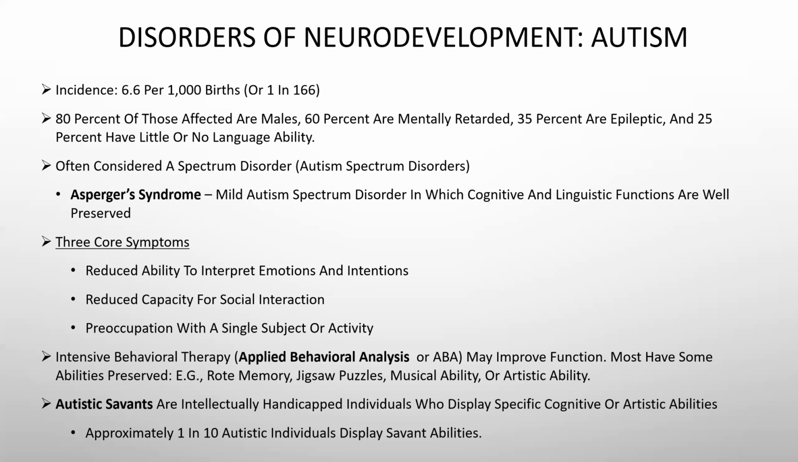Now, the 3 overarching core symptoms of autism are reduced ability to interpret emotions and intentions, reduced capacity for social interaction, and preoccupation with a single subject or activity. Okay. Now, applied behavioral analysis is something that is very, very popular. Many companies using this now, where it's an intensive type of behavioral therapy, and it is showing some promise, okay, for helping individuals with autism.